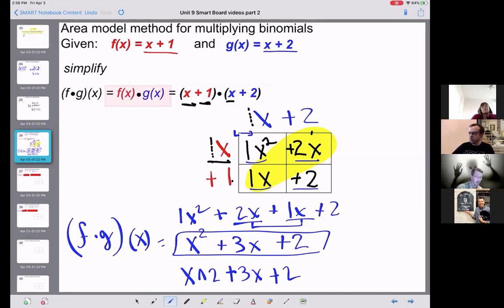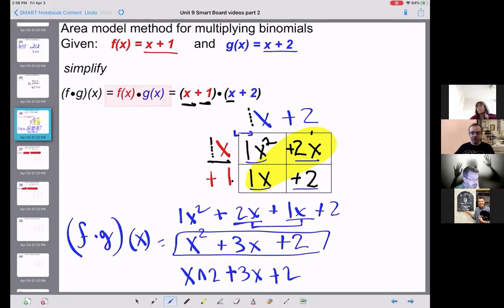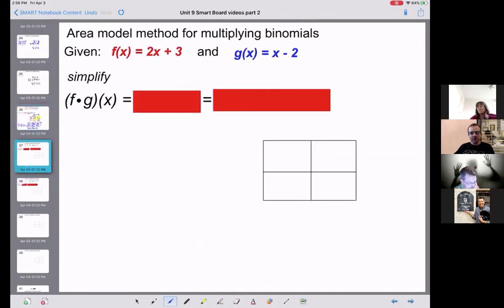This is multiplying binomials. Anybody want to add something to that before I go to the next slide? Looks good. Okay. You're cool, Mr. Craig. Okie dokie, we're moving on.